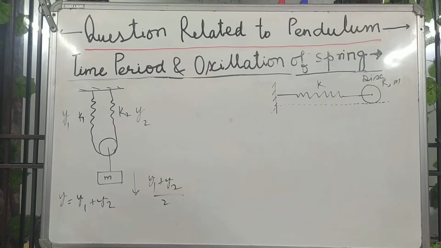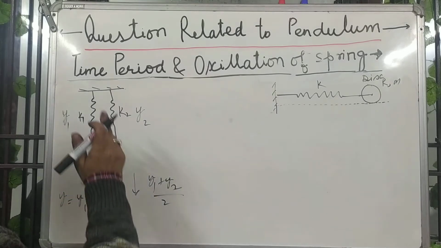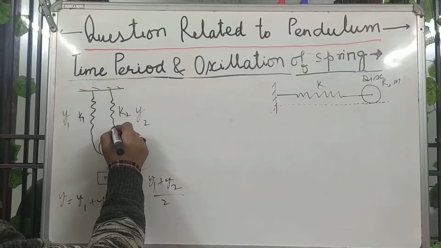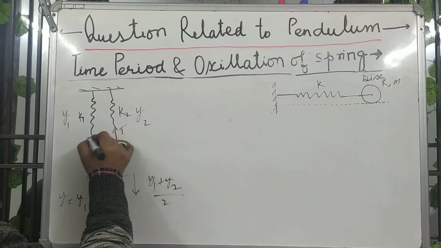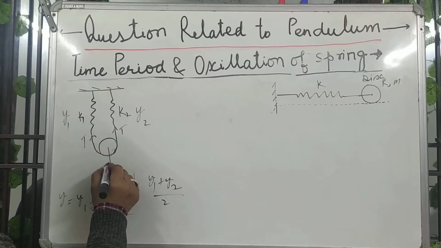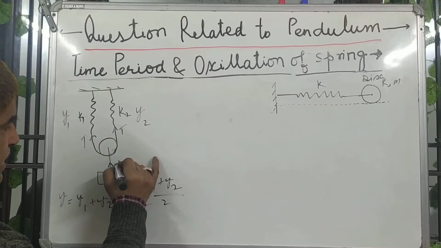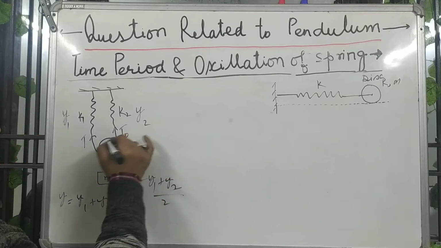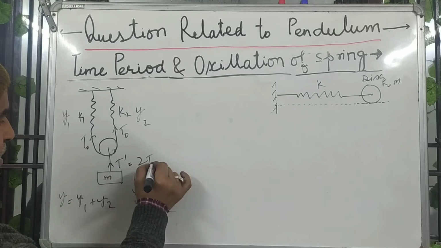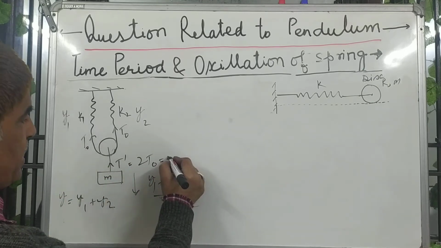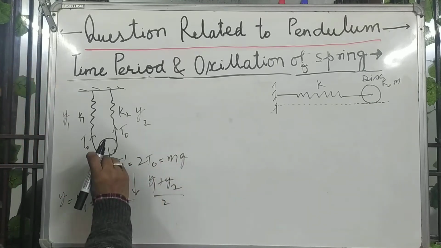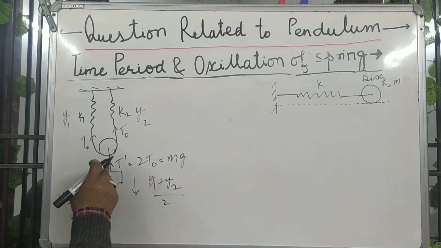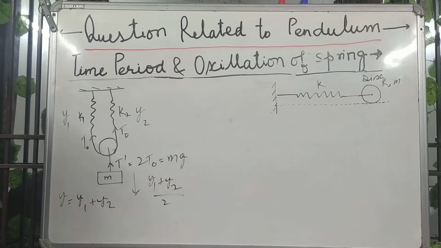But the tension will be the same. This is the same wire, here the tension is T, here the tension is T, and here the tension T dash will be 2T. In initial equilibrium, T dash is twice T naught and equals mg. The force acting downwards is mg, and 2T naught is upward. This is the equilibrium state.